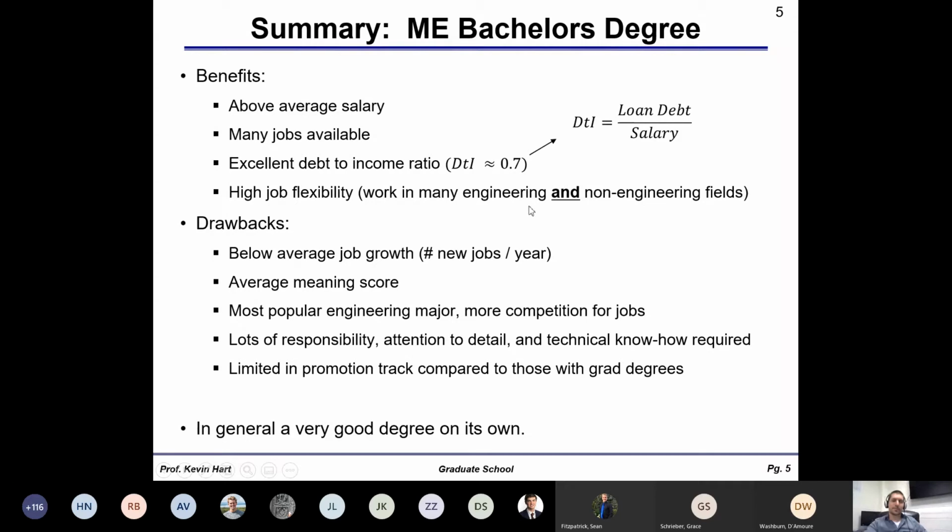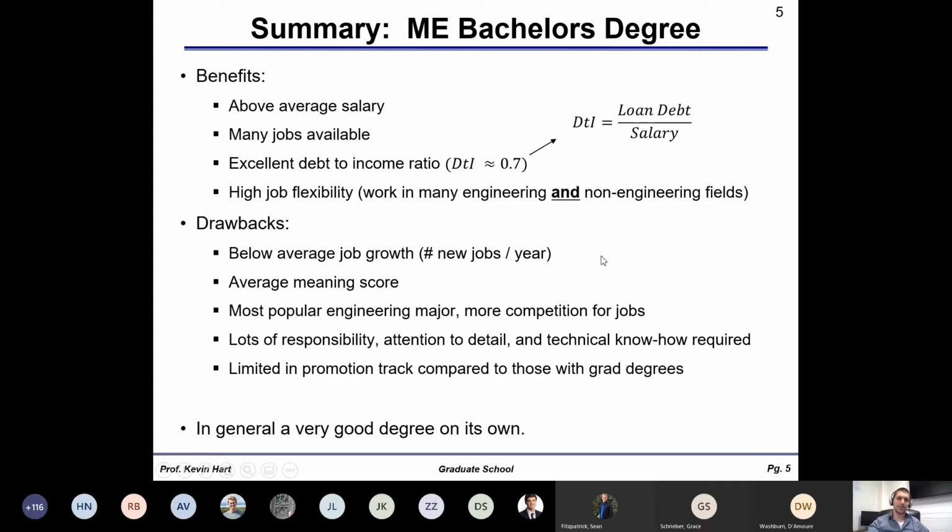Finally, high flexibility. I already kind of mentioned this. Work in many engineering and non-engineering fields. A mechanical engineering degree is a highly technical degree sought after not just by companies looking for mechanical engineers, but if you want to get into business, if you want to get into other fields that require technical expertise, you can probably do that.